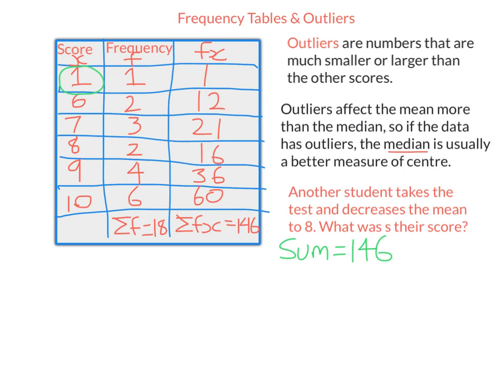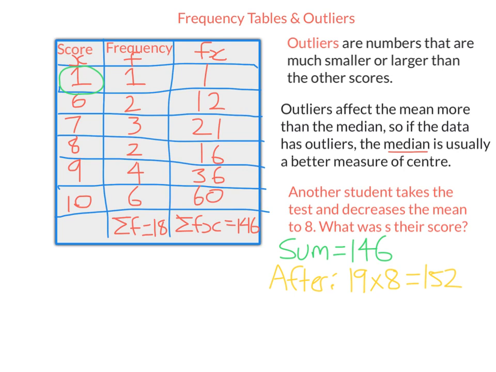So we can figure out what the sum of the scores would be after he takes the test. After he takes the test, there will be 19 students who've taken the test. If the mean is 8, then the sum of the scores will be 19 times 8, which is 152.